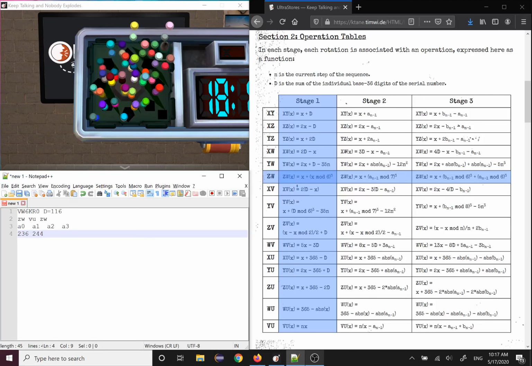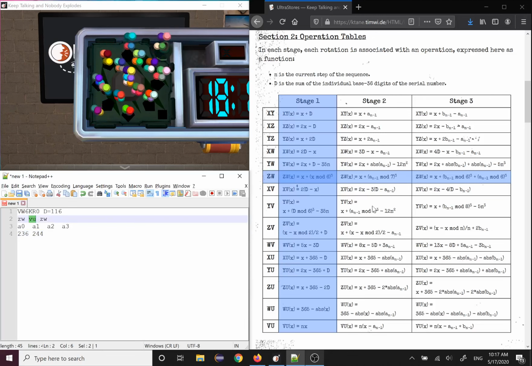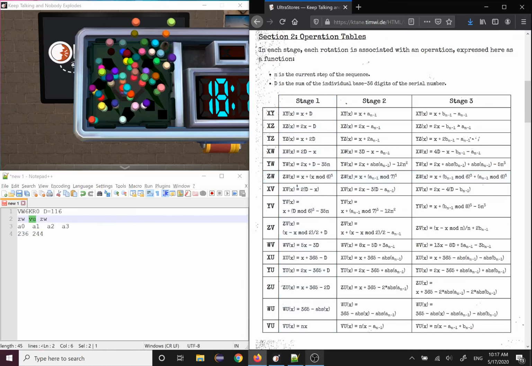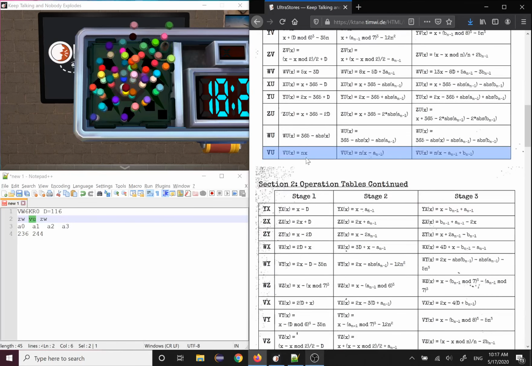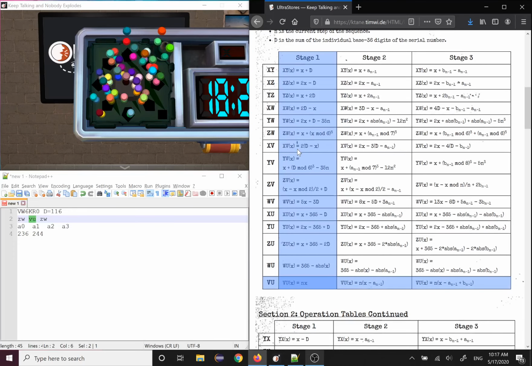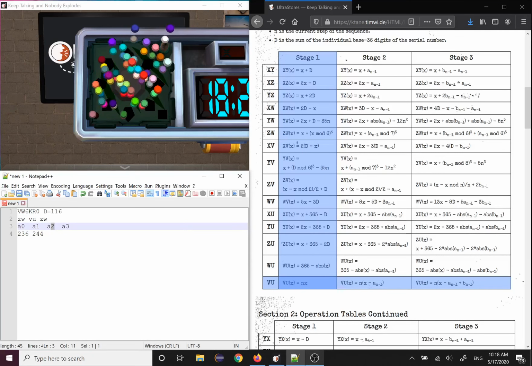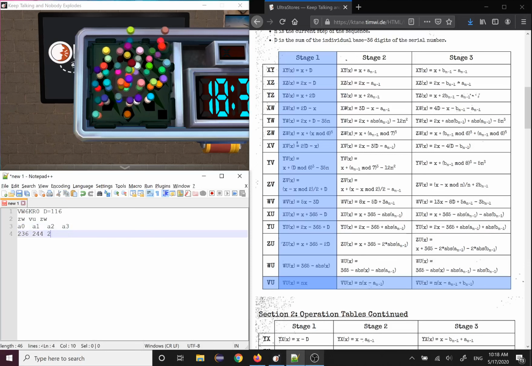A2 is calculated by applying VU to 244. VU is equal to NX, for stage 1. Now what N means is the current step of the sequence, which is this number that we have. So right now VUX is going to be 2X, so that means that we have 2 times 244, which is equal to 488. And for those of you who know Simon Stores, you know that we need to subtract 365 from this because it's over 364, which comes out to be 123.